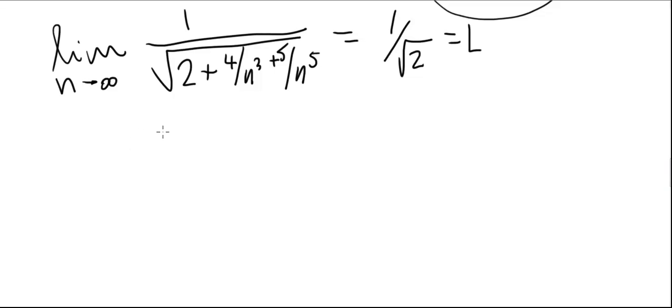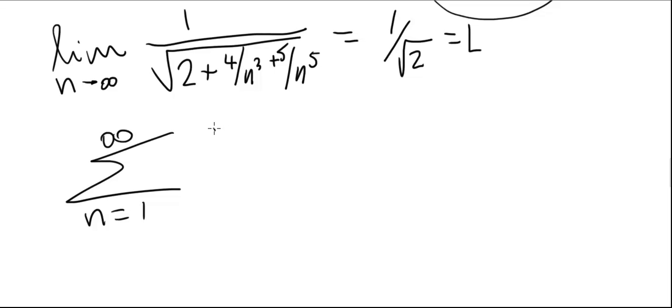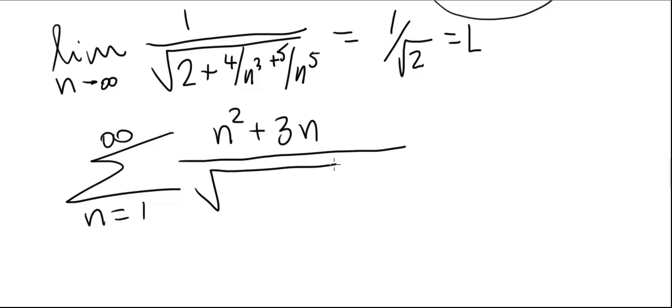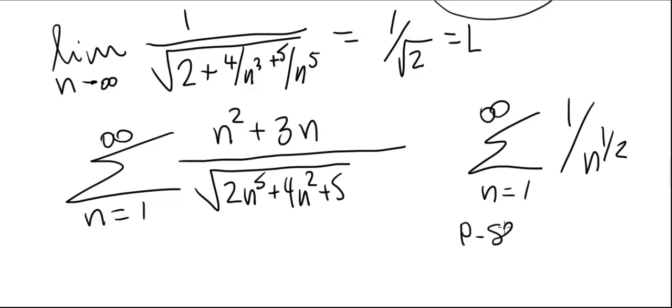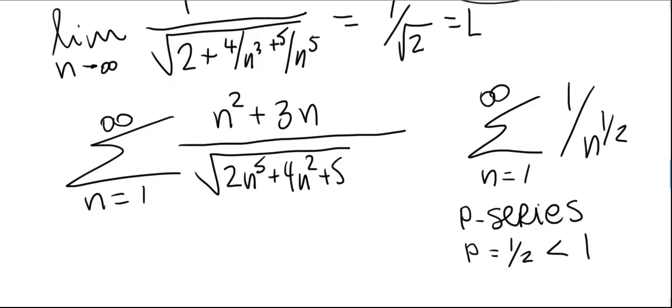Let's write our two series here. Here's our a_n series, from 1 to infinity, in the original form, n squared plus 3n over the square root of 2n to the 5th plus 4n squared plus 5, and then the b_n series, n equals 1 to infinity, 1 divided by n to the 1/2. Well, we recognize the b_n series as a p-series with p equals 1/2. That of course is less than 1, and that means that this p-series diverges.